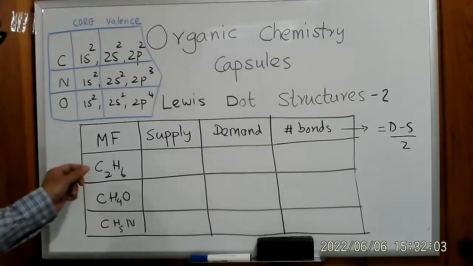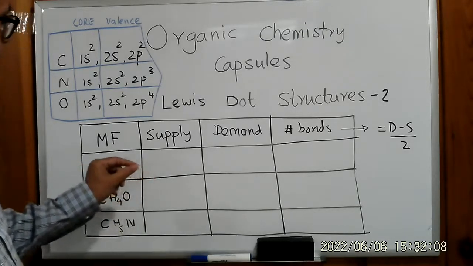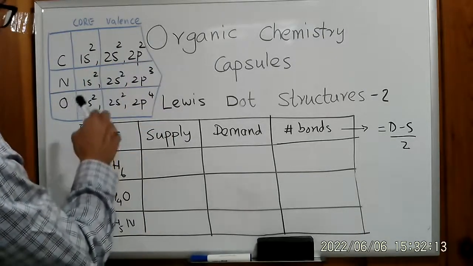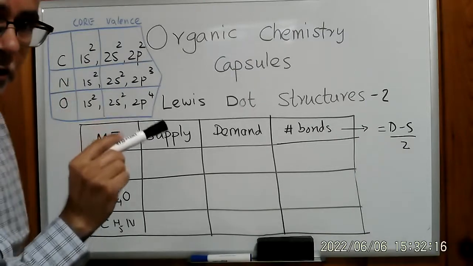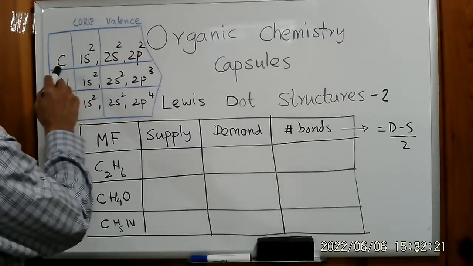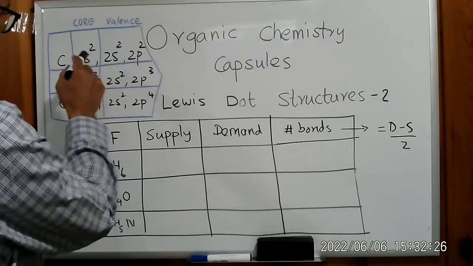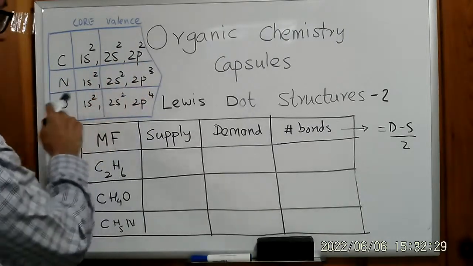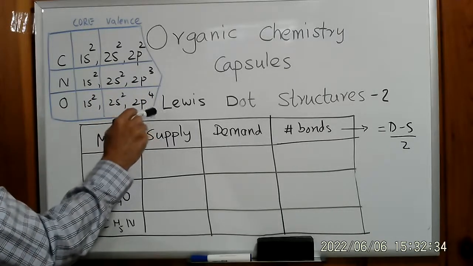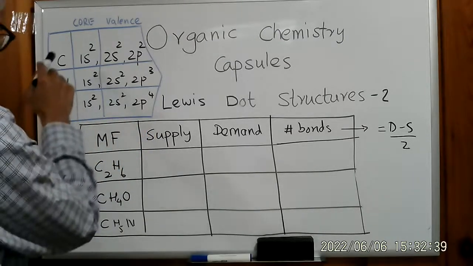So let's start with the first one, C2H6. There are 2 carbons, 6 hydrogens, and at the top of the screen I have written down the electronic configuration of these 3 atoms, carbon, nitrogen and oxygen. Carbon has 6 electrons, the electron configuration is 1s2, 2s2, 2p2. Nitrogen has 7 electrons, that's the electronic configuration there. And oxygen has 8 electrons, that's the electronic configuration there.